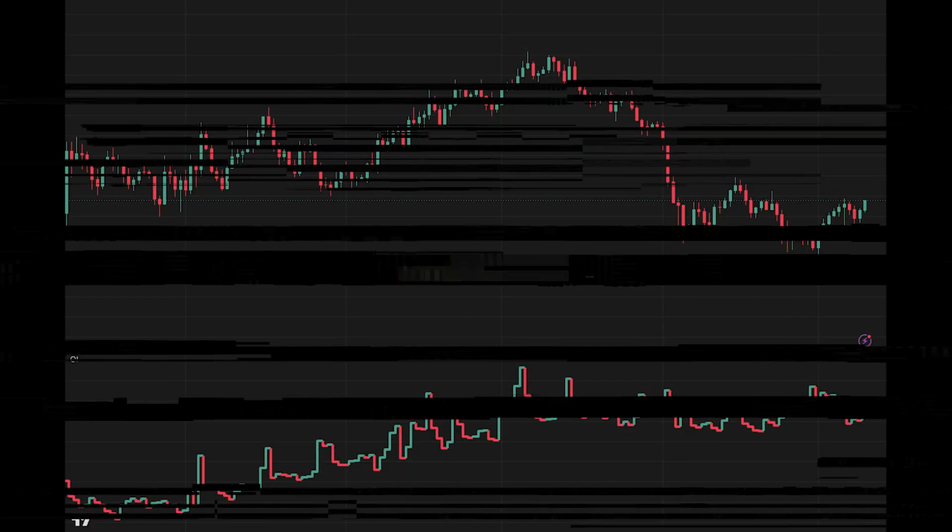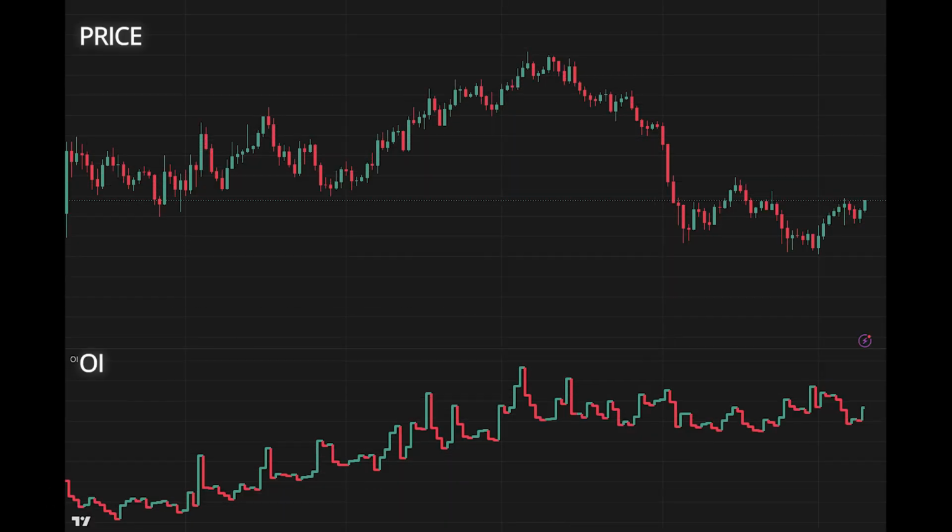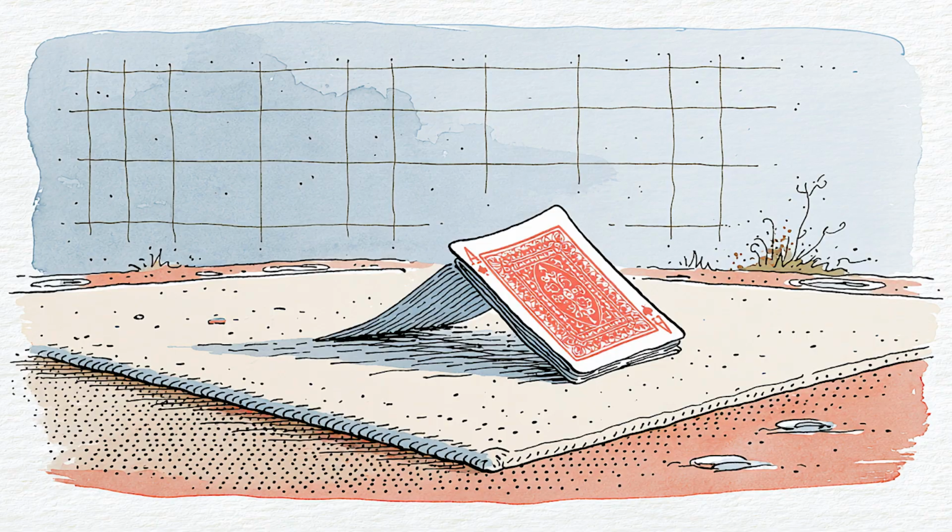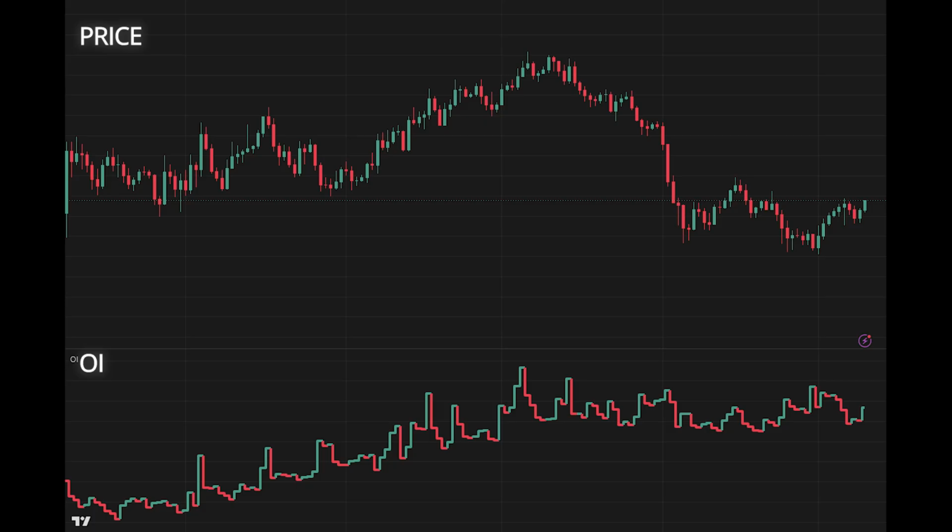But here's the thing. Trading is not the same as gambling. In gambling, nobody gets to see anyone else's hand. In trading, if you know how to read it, you can see it. Of course, not everyone knows how.